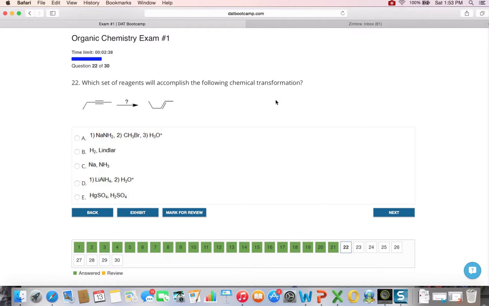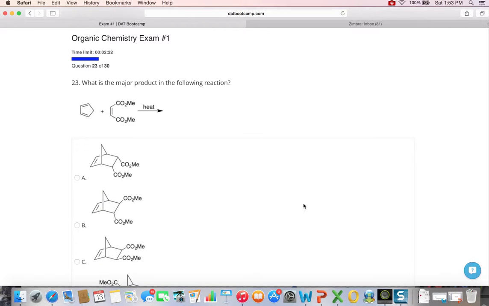Which of the following reagents will accomplish the following transformation? This is a trans double bond, so I want the radical reaction with sodium and ammonia. If I wanted the cis double bond, I would use H2 and Lindlar's catalyst.